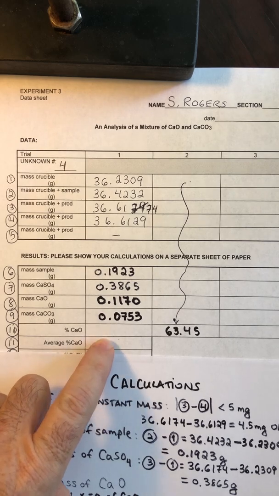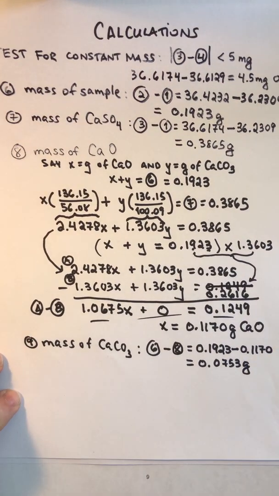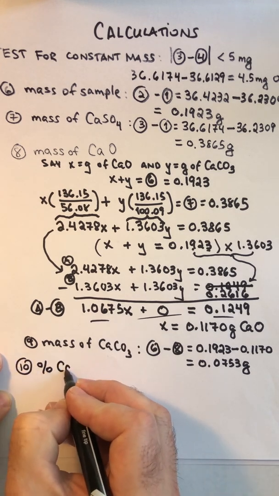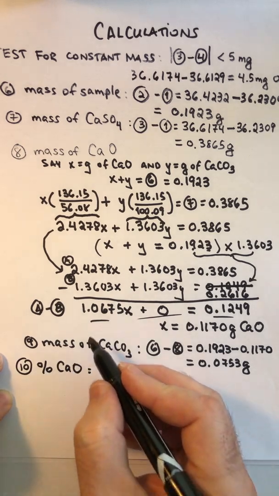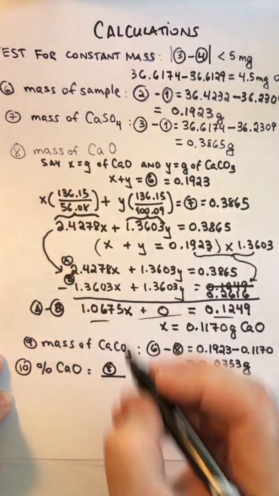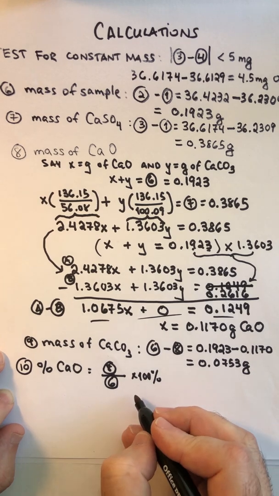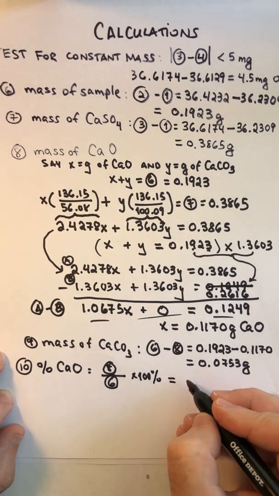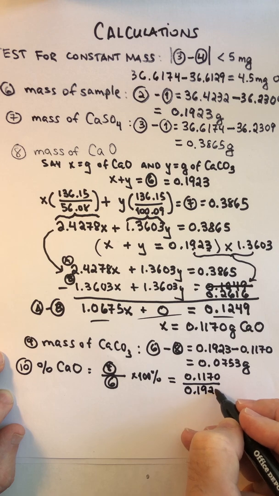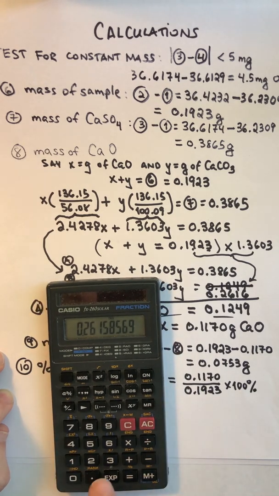Ultimately, we want to find out what is the percent of calcium oxide. So let's go back to our calculations page. I'm going to scroll it a little bit higher now. And this is going to be item number 10, percent of calcium oxide. So that would be how many grams of calcium oxide we have, which was item number 8, divided by how many total grams we had, which was item number 6, times 100%, which is just to roll the decimal period. So let's go ahead and find out what that is. So we had 0.1170 grams in a total 0.1923 times 100%. Let's see what that comes up to be.